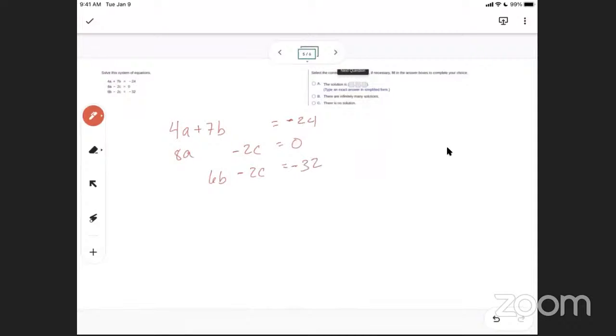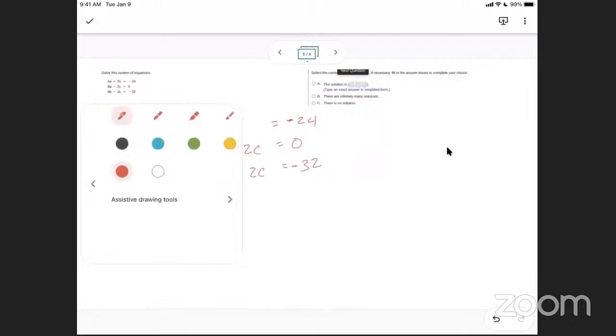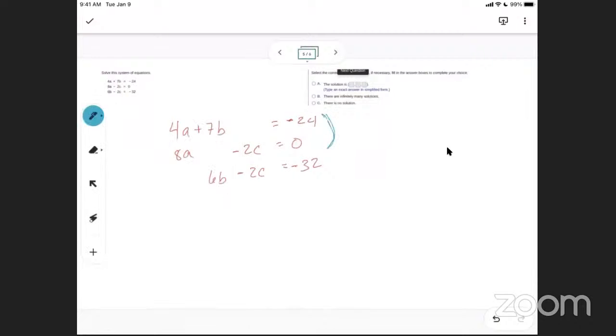So the key with this is you want to do kind of a piecewise thing. You're going to combine these two right here and eliminate something, and combine these two right here, or a different two, and eliminate the same variable. So you want to eliminate the same variable from both of them, usually. This one looks a little bit tricky to do that too, though.